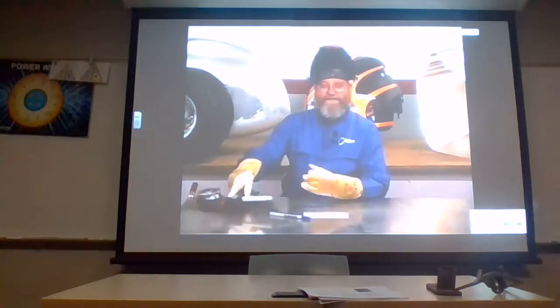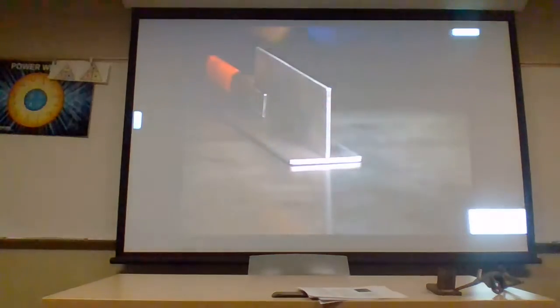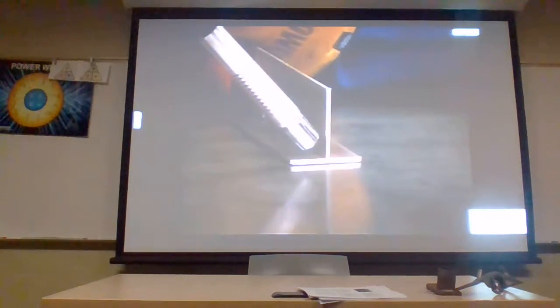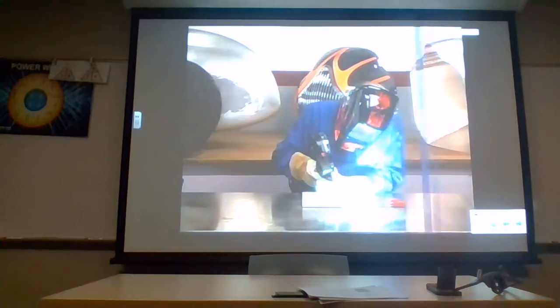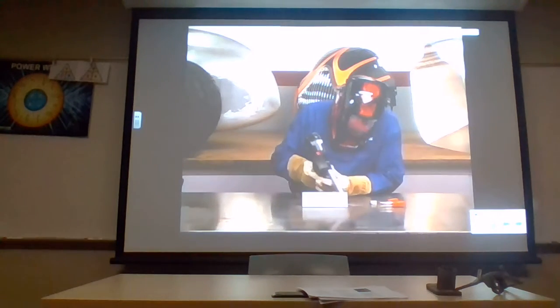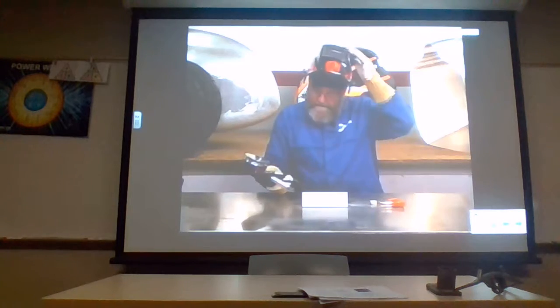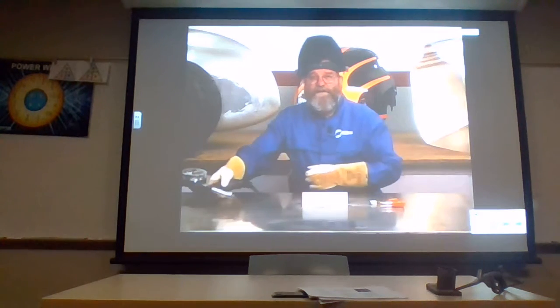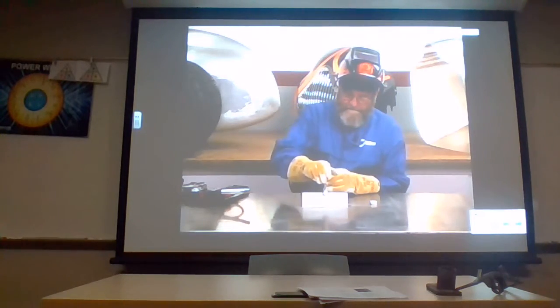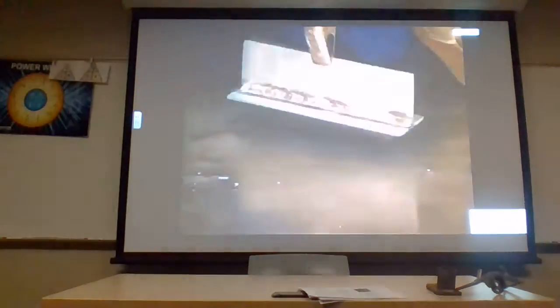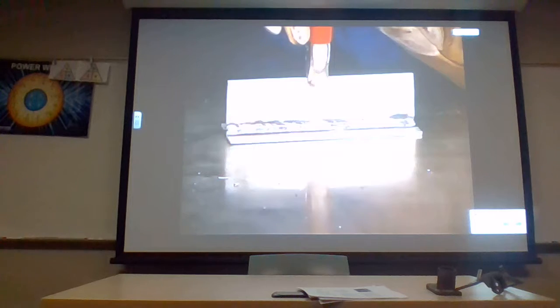Let's get set up to do some welding on aluminum. I'll be maintaining the 45-degree work angle and the 10 to 15-degree travel angle as I make this weld. Okay, so there's our finished weld. I'll spin this around so you can take a close look. Notice how clean and free of defects the bead is.